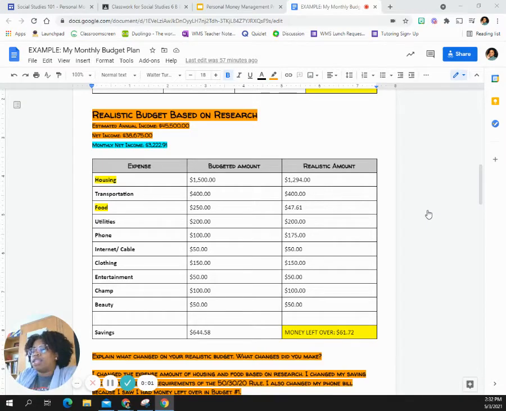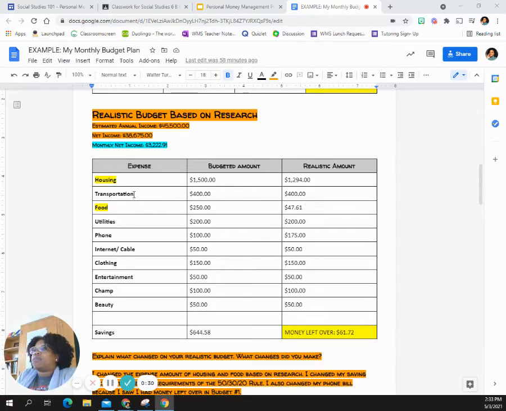All right, so now it is time for us to complete the realistic budget based on research. This is also known as budget number 2. So now that you have figured out how to calculate or get your housing and your food amount for your realistic amounts, where we left off in the last video was for you to make sure this column is completed. So you want to go in and make sure you've added those two things.